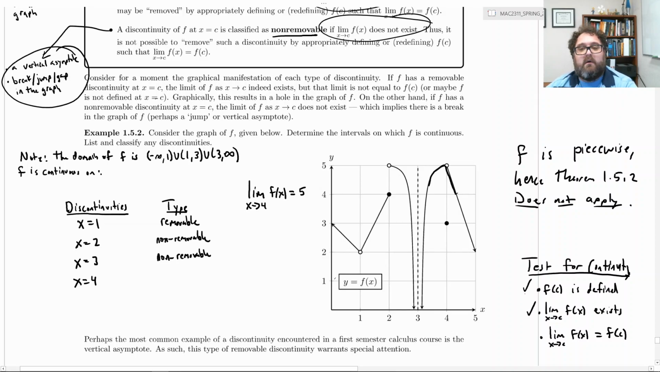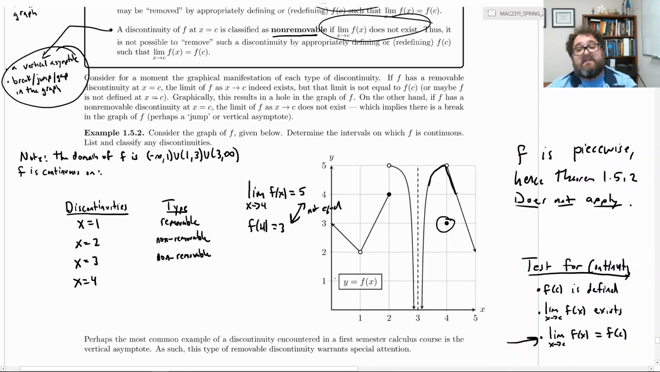Check mark. But what do we see? f of 4 equals 3. These two things are not equal. That's the trouble, which is bullet point number 3 in our test for continuity. This is the one that's violated. So the limit exists, it's equal to 5. The y value exists, it's equal to 3, but they're not equal to each other.